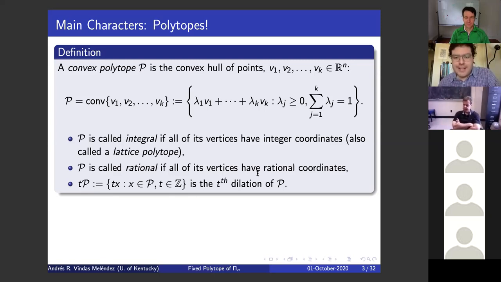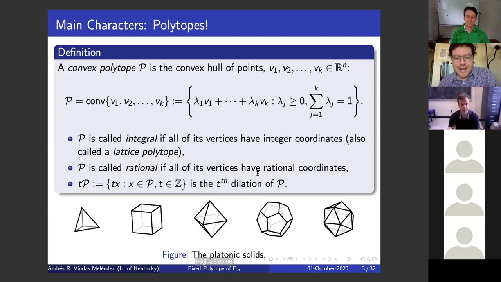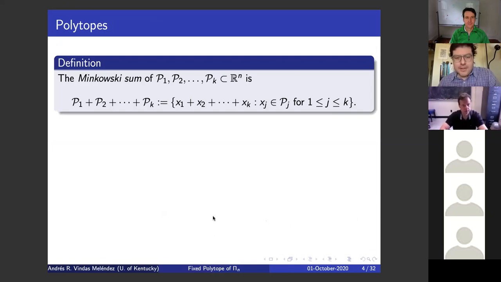And as I said earlier, I'm convinced you've seen polytopes because you probably have heard of the Platonic solids. And so the Platonic solids are 3-dimensional polytopes. And so you can think of polytopes as higher dimensional generalizations of polygons or polyhedra. And so one notion that we will need is how do you sum 2 polytopes, or more polytopes?